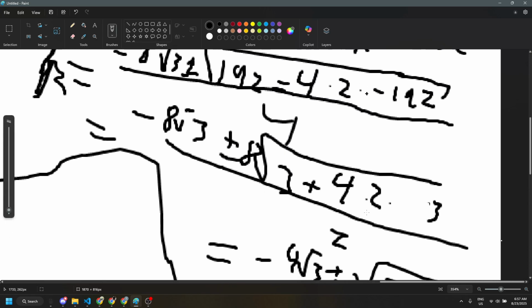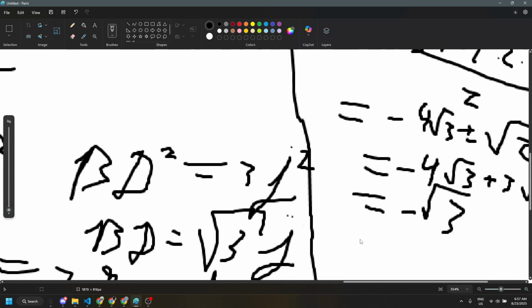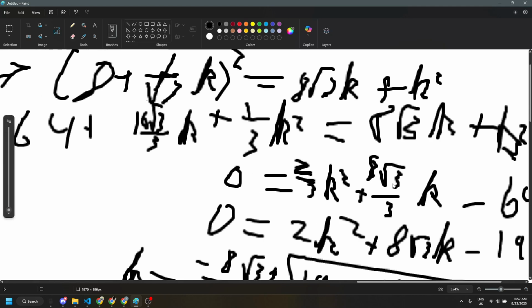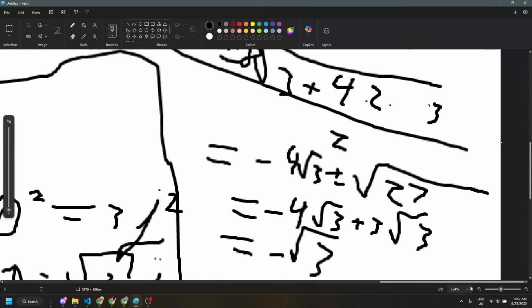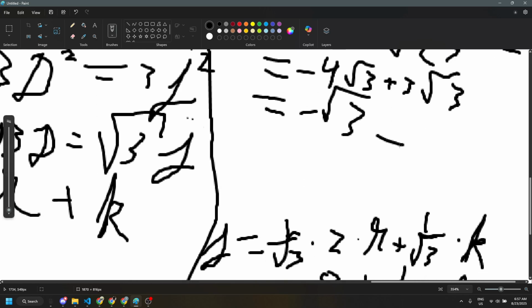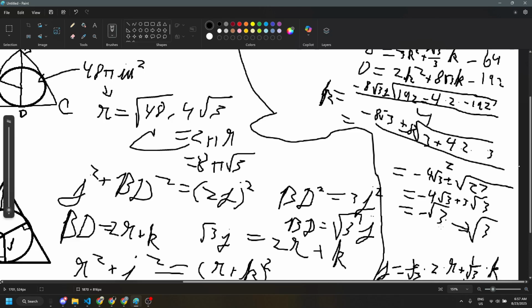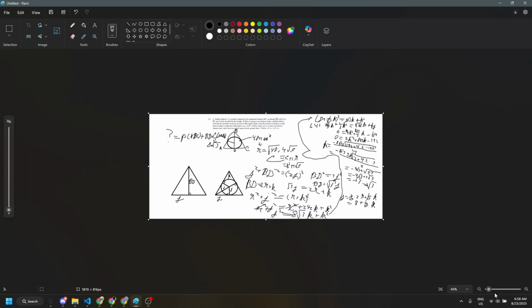Oh my god. Oh my goodness. I'm just going to pretend that this is positive for now. Because I don't know what I did wrong, and I don't know how I could have done something wrong. But we're just going to pretend that I got it right. It's actually root 3.